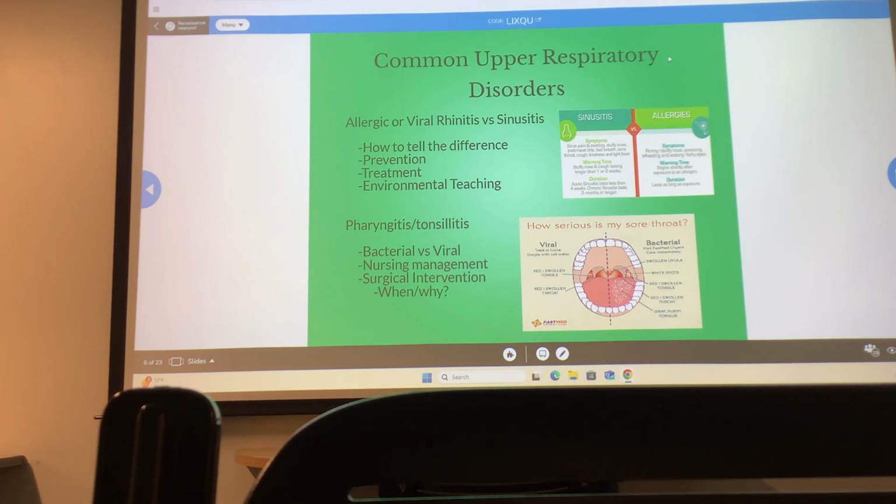Most kids will complain that their throat just really hurts, right? As adults, when we get it, you hear that they say it's like swallowing cut glass, right? Kids don't really know what that feels like, right? So they just tell you it hurts, right?